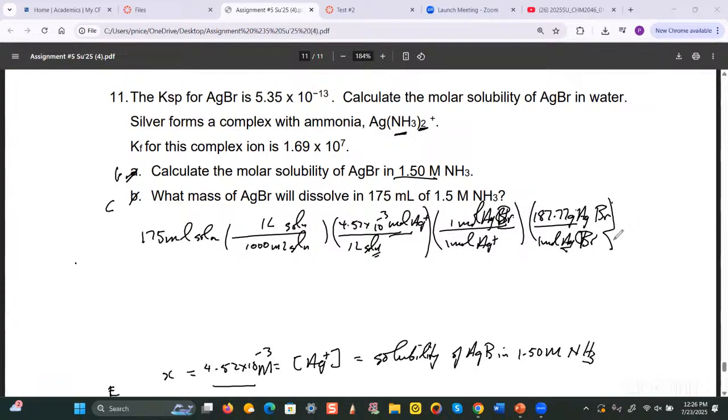Okay. So this will cancel with this. This will cancel with that. That will cancel with that. So the only unit remaining will be grams of silver bromide. So when you do the number crunching, 175 divided by 1,000 times 4.52 times 10 to the minus 3 times 187.77. And according to my calculation, when rounded off to 3 sig figs, the answer becomes 0.148 grams of silver bromide. And that's how that is done.